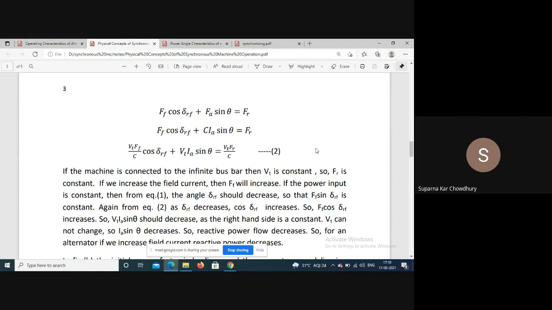Similarly, if we increase it, it will require a higher field current. So if we increase the field current, it will have lagging volt ampere.